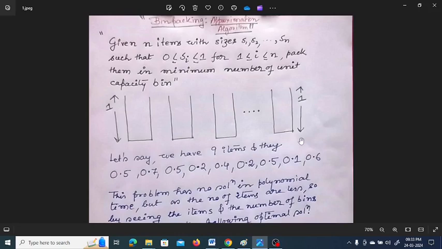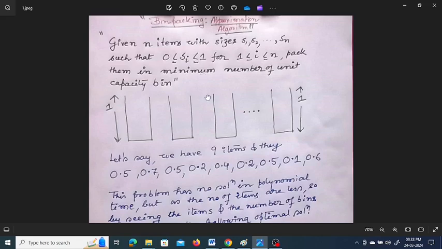So bin packing is a problem which can be solved by approximation algorithms. Today we are going to discuss this one. In bin packing, we are given n items with sizes s1, s2 up to sn, such that si is within the range of 0 to 1 for i from 1 to n. Pack them in the minimum number of unit capacity bins. That is the bin packing problem.